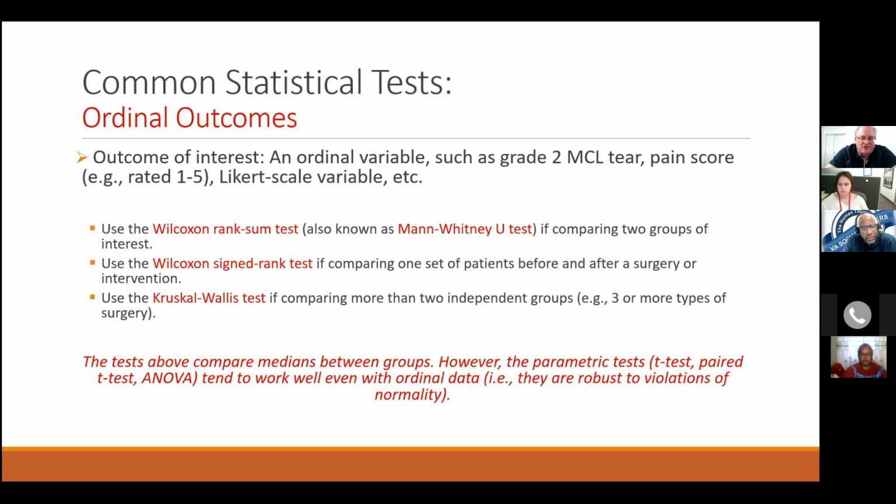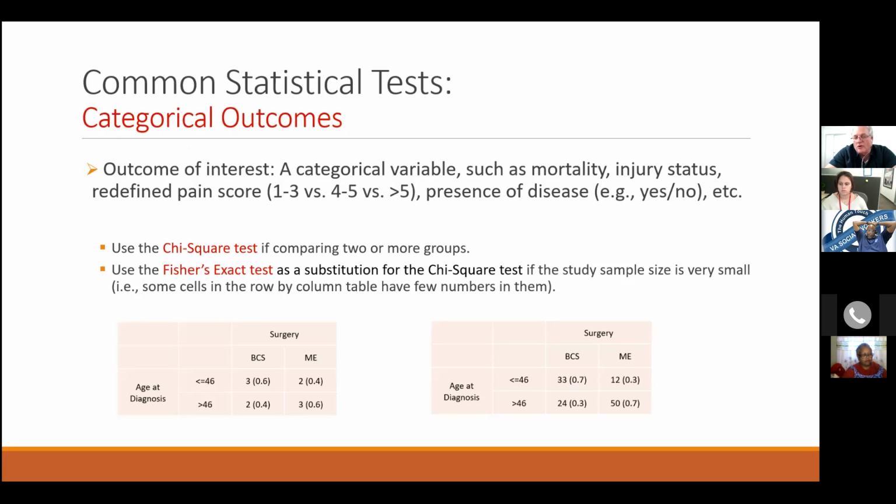So again, parametric test just means the common ones that we see, t-test, ANOVA. Non-parametric tests are more for when you have smaller sample sizes or where your outcome variables are, like I said, ordinal. Then you have classic categorical outcomes like mortality, yes or no, injury status. Maybe you have a pain score in very specific categories, like 1 to 3 versus 4 to 5 versus more than 5. That's a truly categorical variable, slightly ordinal too, because 1 to 3 is lower than 4 to 5. But when you only have 3 categories, you're really making it an actual categorical variable. In that case, the chi-square test is the test typically we would use.